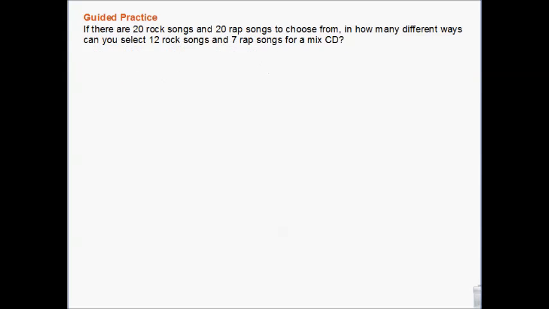We're going to make a mixed CD. We're going back in time. We might as well just make a mixtape at this point. Okay. We have 20 rock songs and 20 rap songs. That's all we own because this is before MP3 players. And we're going to put 12 rock and 7 rap on the CD. So I have 20C12 for rock, and I have 20C7 for rap.